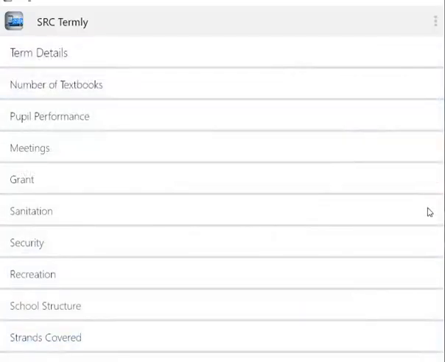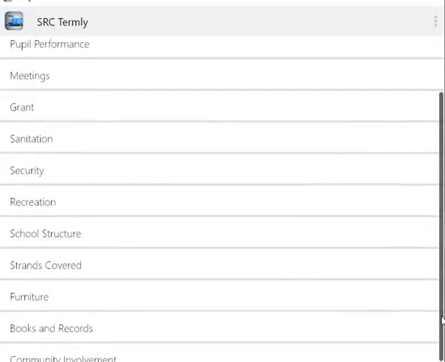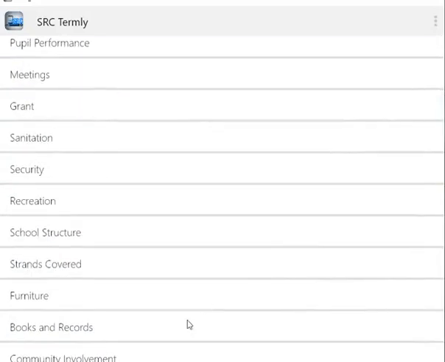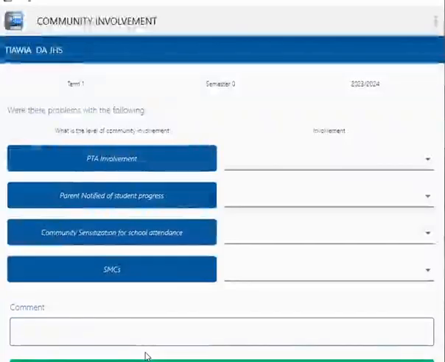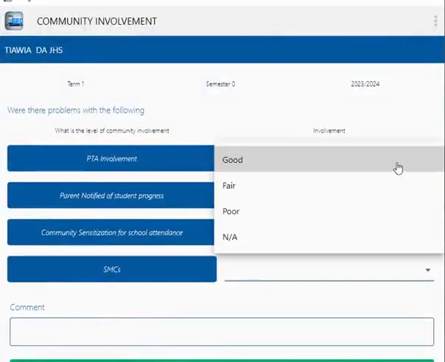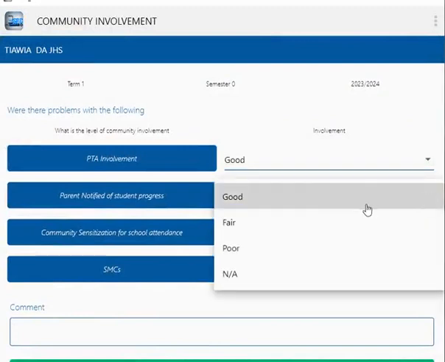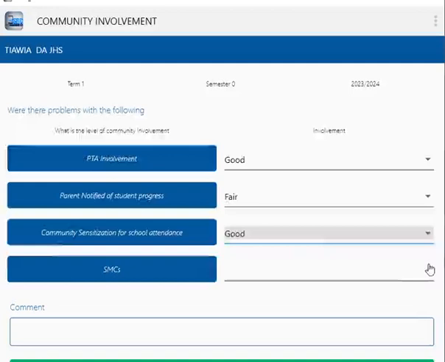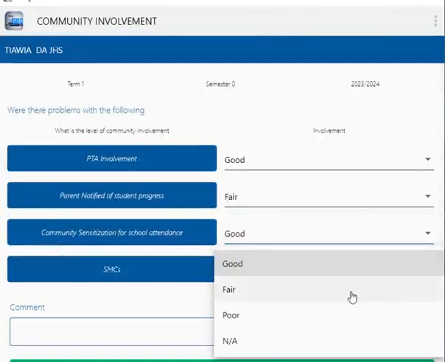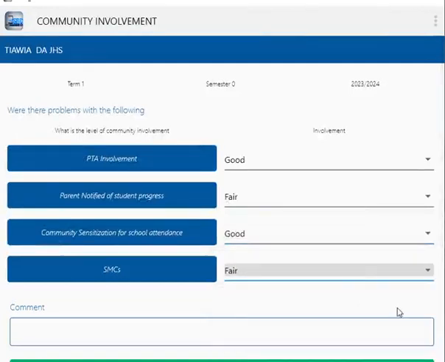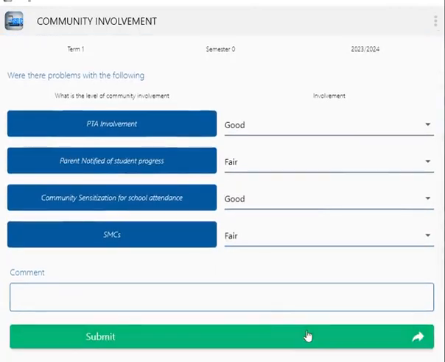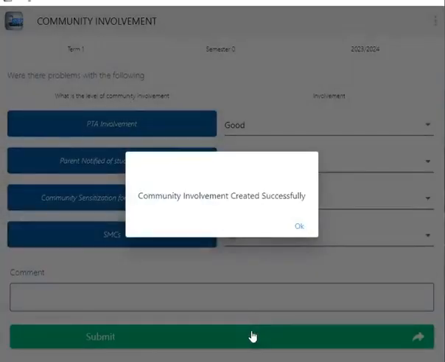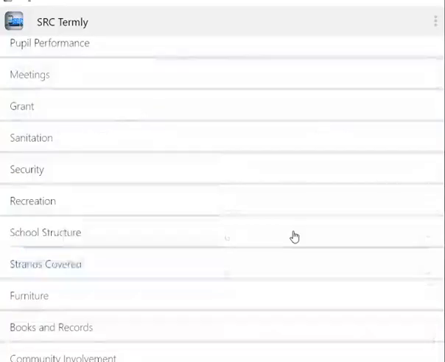So you continue with all the entries for furniture, books and records, and community involvement. PTA involvement is good. Parents, are they notified? Fair. Community sensitization for school attendance. SMC's activities, is it okay? Are they involved in school activities? If you have any challenge, remember you need to be authentic and accurate. Click on submit. Community involvement created successfully.